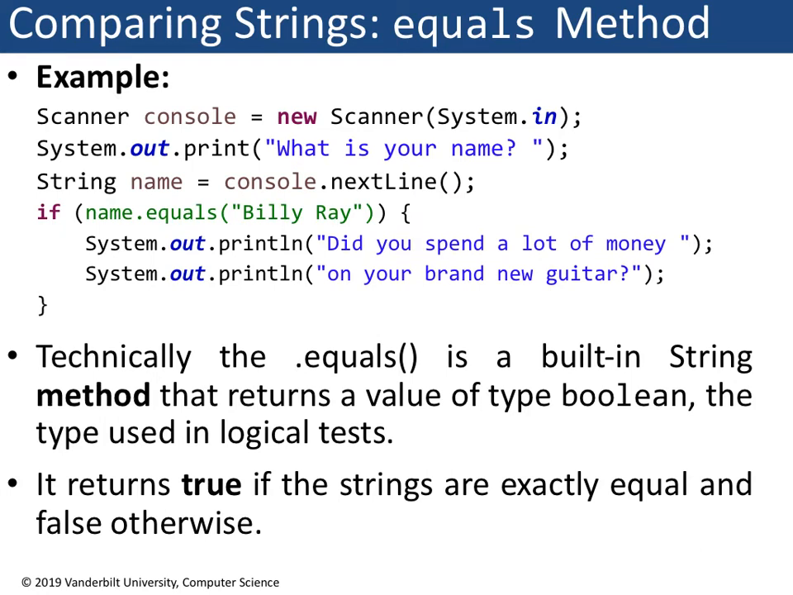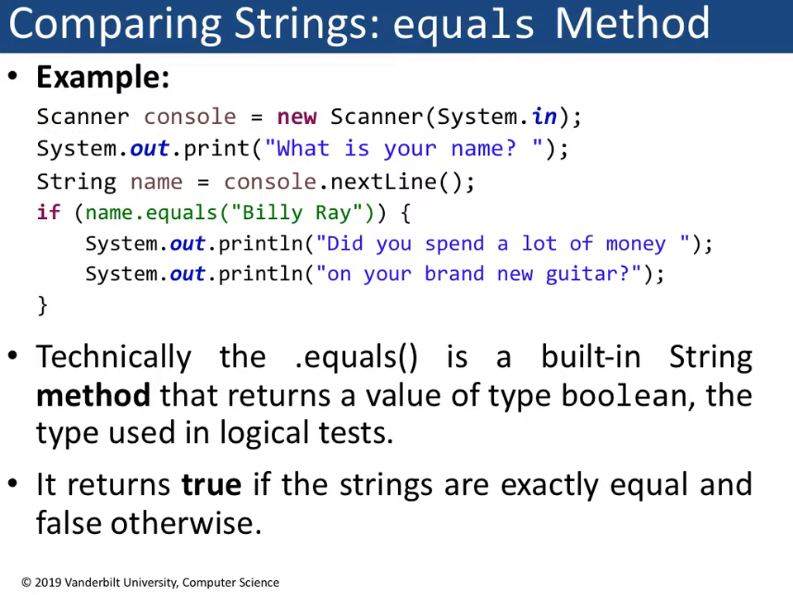So now let's look at a concrete example of how to use the dot equals operator to compare two strings. We're going to get the user's name, and compare it to see if that name is Billy Ray. And if it is Billy Ray, we're going to print out, did you spend a lot of money on your brand new guitar? So we first declare our scanner. So we must be in the main, right? Because we're declaring a scanner.